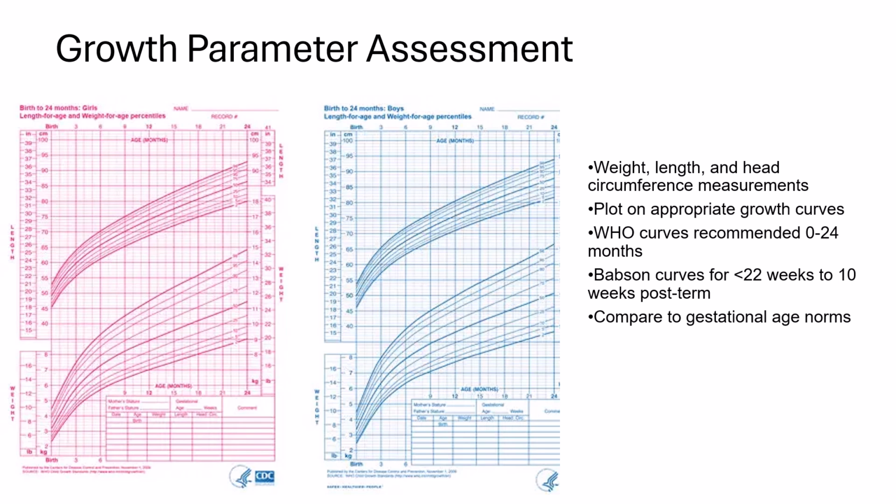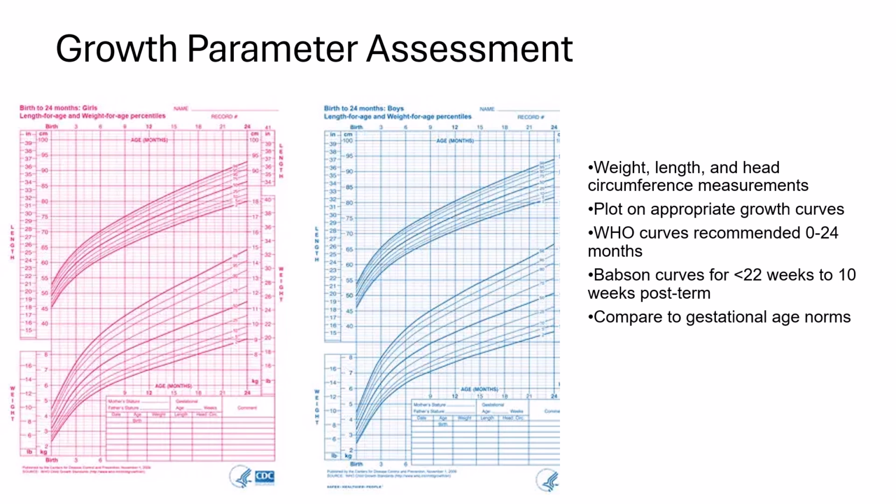Growth parameter assessment is another critical high-yield area. Accurate weight, length, and head circumference measurements provide essential baseline data. Always plot these measurements on appropriate growth curves. The CDC recommends WHO curves for infants 0 to 24 months of age. For very preterm infants, Babson curves extend from less than 22 weeks to 10 weeks post-term.